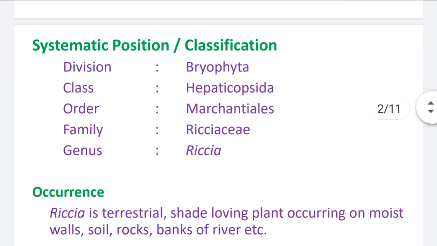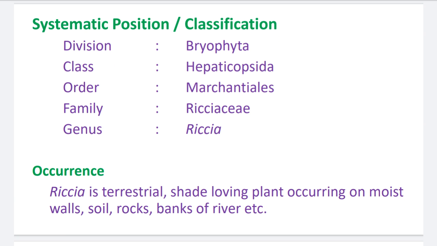Now, classification means the systematic position of Riccia. It belongs to division Bryophyta, class Hepaticopsida. Hepaticopsida members are commonly called liverworts. Then order Marchantiales, one of the important and largest orders in the Hepaticopsida class. Then Marchantiales has family Ricciaceae and genus Riccia. So this is the systematic position of Riccia: division Bryophyta, class Hepaticopsida, order Marchantiales, family Ricciaceae and genus Riccia.